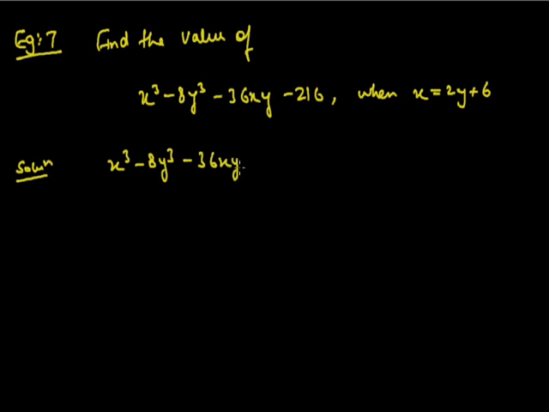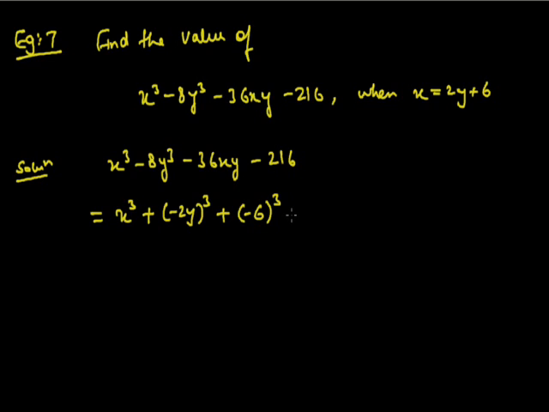Because if you directly keep the value of x is equal to 2y plus 6, this question will be very complicated and large. So instead of that, we'll first understand what we can do with this question. If you can see, the first term is x cube, that is a cube, plus the second term is minus 8y cube, so we can write it as minus 2y whole cube, so it will become plus b cube, and in the same way 216 is actually the cube of 6, so we can write it as minus 6 whole cube, so it will become c cube.